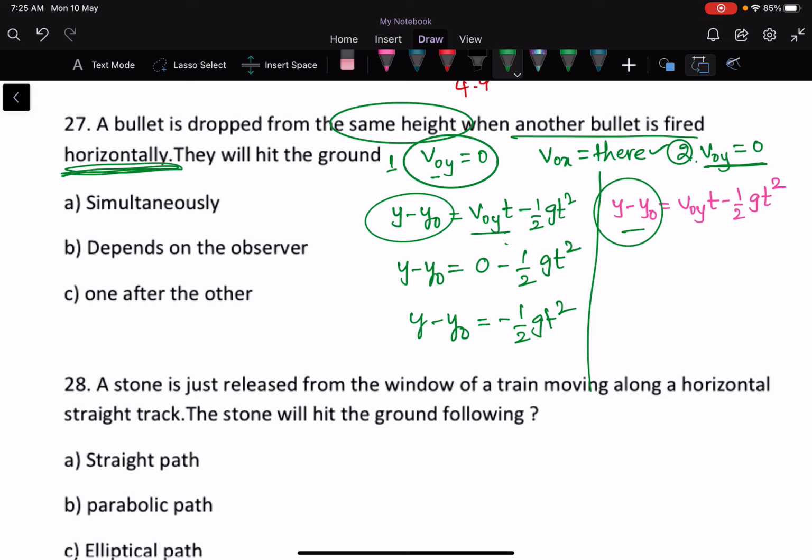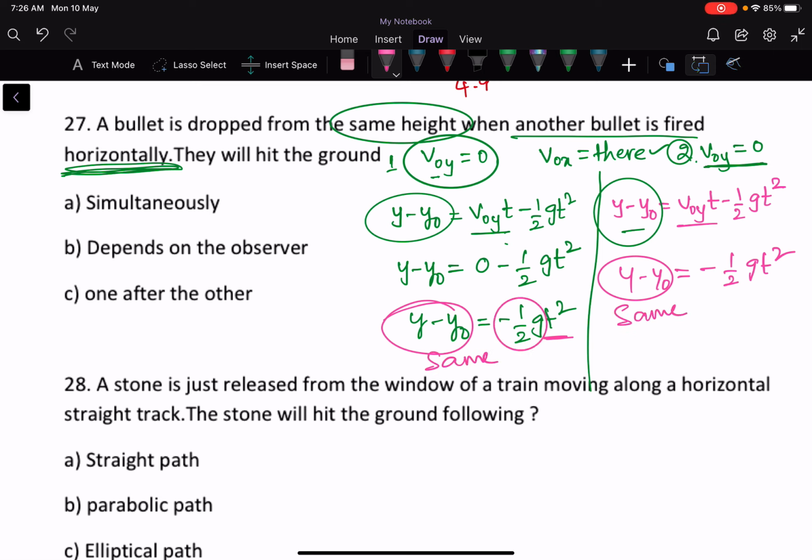In this case also, y minus y0 is equal to v0y, which is 0, minus half g t square. So here you will get t as the same. Y minus y0 is the same in both cases, and half g is the same. So t is also the same. We will get t is the same. That means they strike the ground simultaneously.